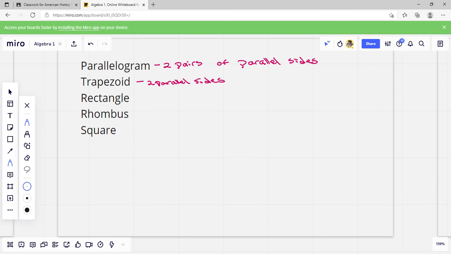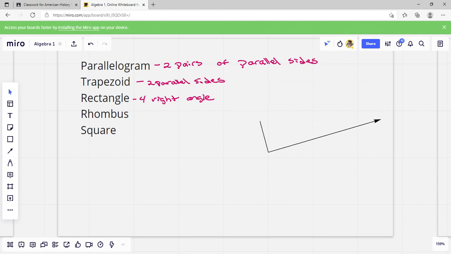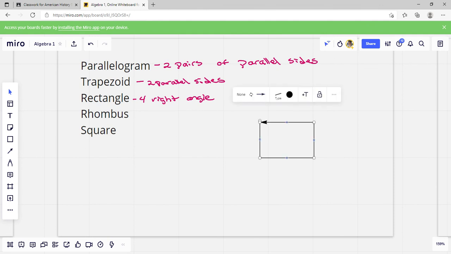All right, a rectangle. A rectangle is a parallelogram with 4 right angles. And we all know what a rectangle looks like. The main thing is that those angles are right. Oh, that was terrible. Erase that. Let's see if I can make one like this. Okay, right angle, and right angle. All right, so the main thing is that it has square corners, so it has to have 4 right angles.